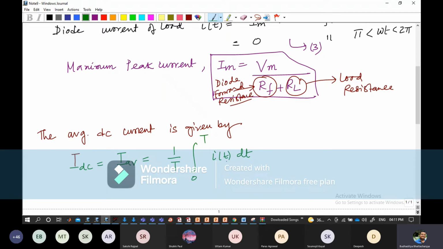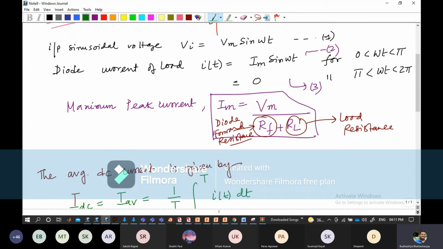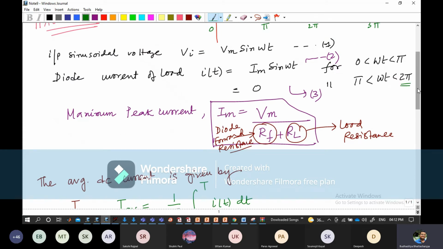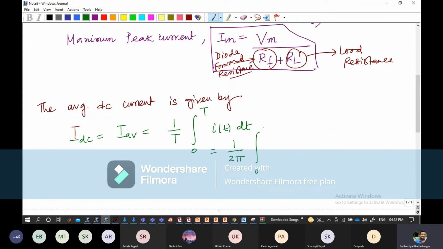And that average current is nothing but the DC current that we are considering for the scenario. So if you substitute this i(t) from equations 2 and 3, the time period over here is 1 by 2 pi, because you can observe the maximum is 2 pi. So we are giving the limits as 0 to 2 pi, and we are replacing t by omega t because we are considering 2 pi over here. You might not be needing this whole thing, but this is how the derivation should look.